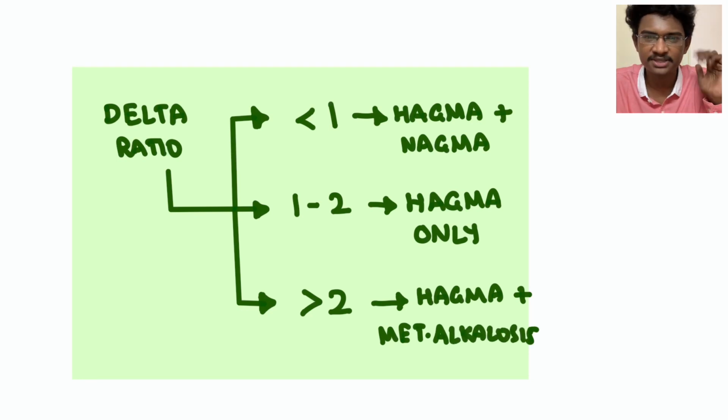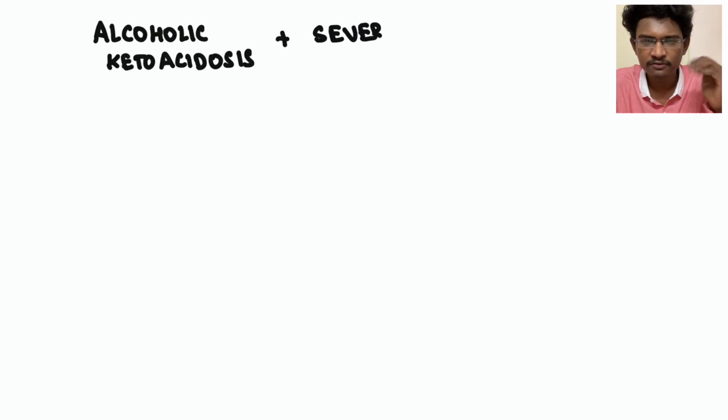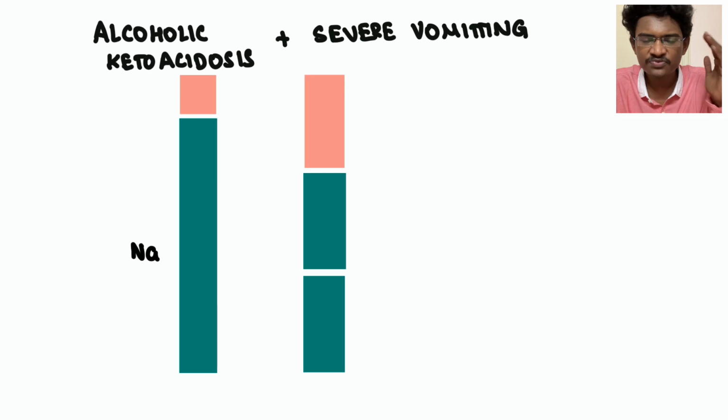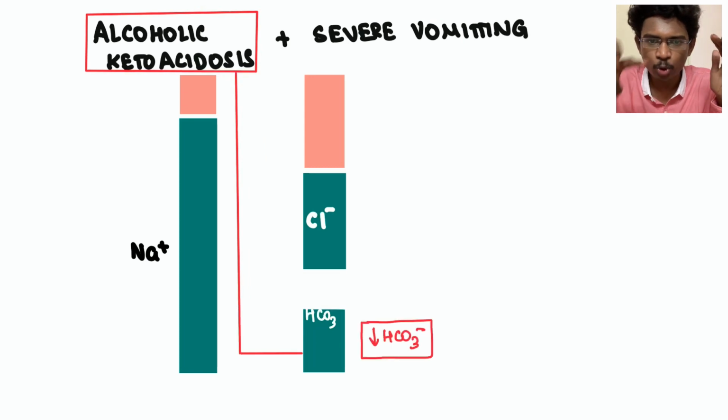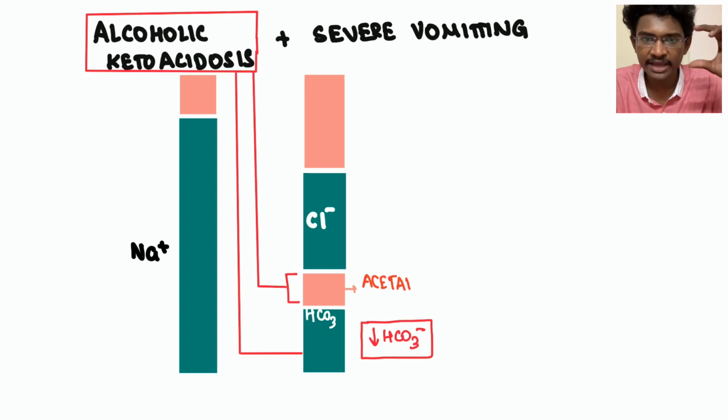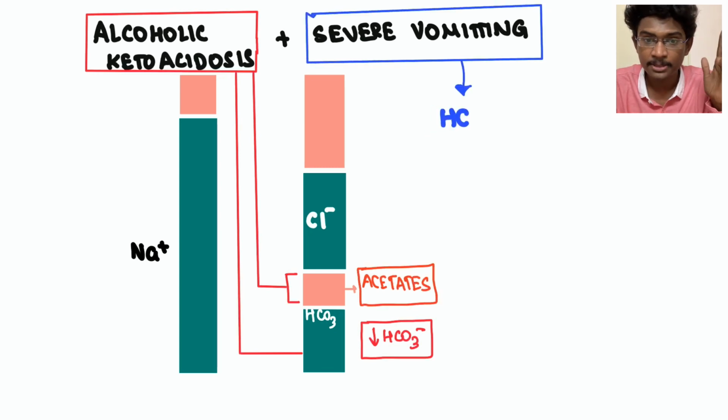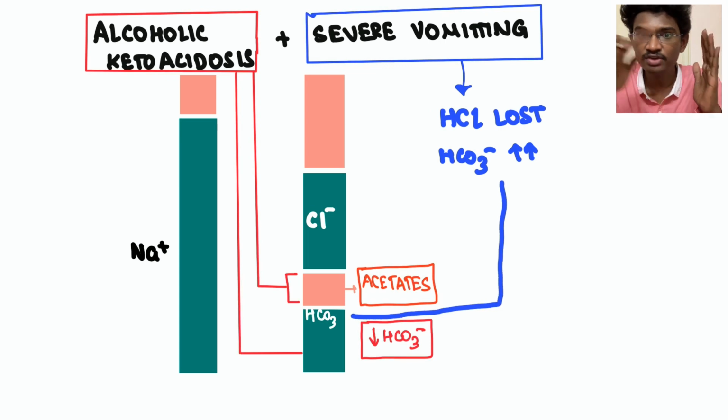How are all these things used? Let's see it with two different examples. First, let's take an example of a patient with alcoholic ketoacidosis with severe vomiting. As we know, in alcoholic ketoacidosis, the extra keto acids will form protons, and these protons will reduce the bicarb level. The gap will be filled by the extra ketoanions like acetates, and anion gap will be increased. But the patient also has severe vomiting.